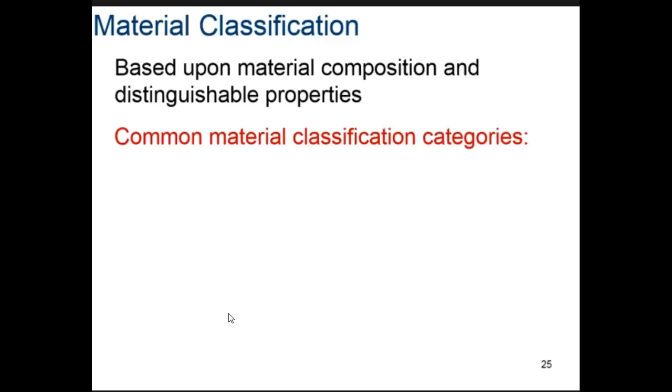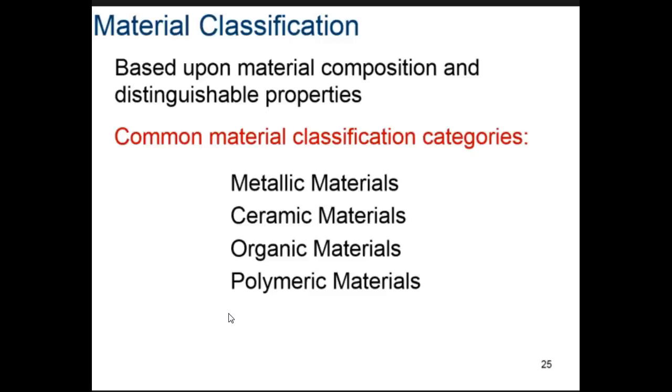Okay, now we're going to talk. We talked before about the elemental level and materials at the elemental level. Now we're going to talk about the general classifications that engineers use. It basically falls into one of these four categories: metallic, ceramic, organic, and polymeric. We're going to talk about each one of them in detail, and these are the basic ones.